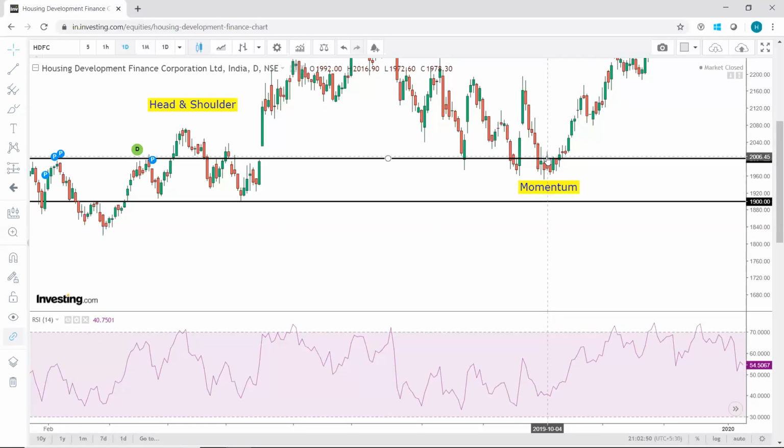All right, these were a few tips I thought I should share with you on how to identify a false breakout. However, please note that a false breakout is different from a whipsaw. In case you aren't aware of what a whipsaw is, don't worry, we will be posting a video on it as well soon.